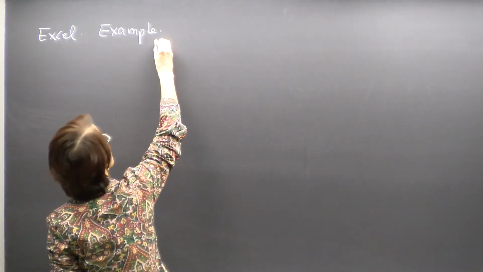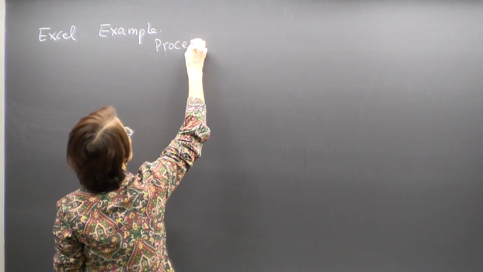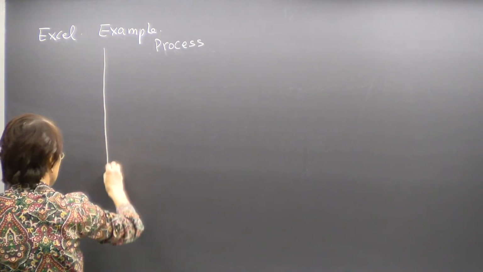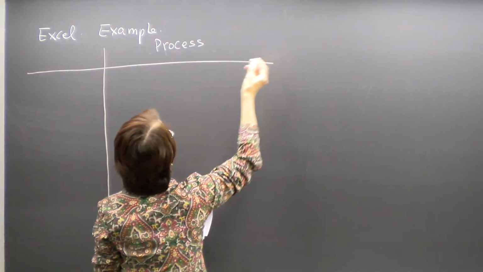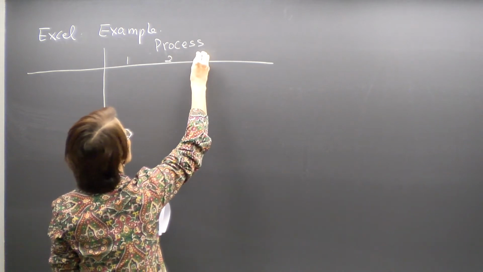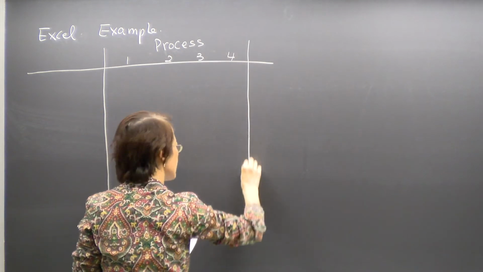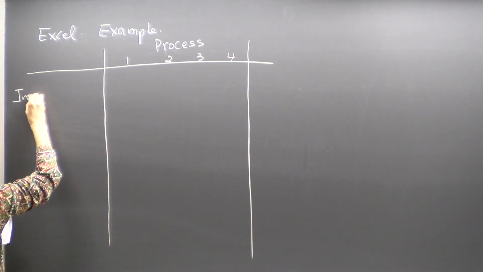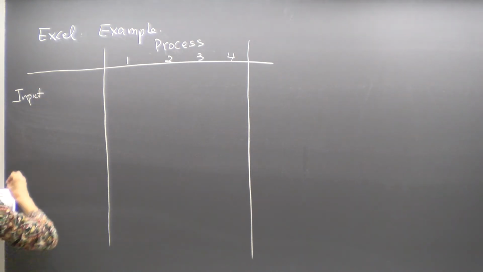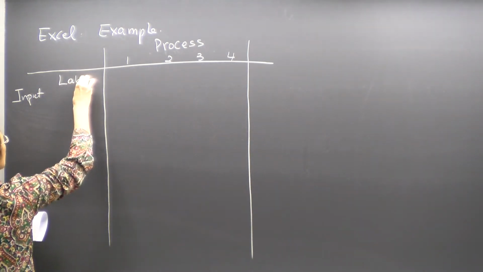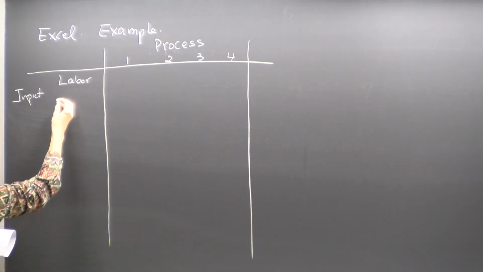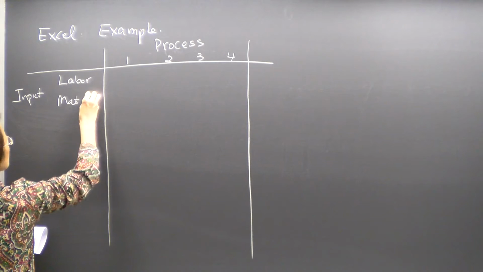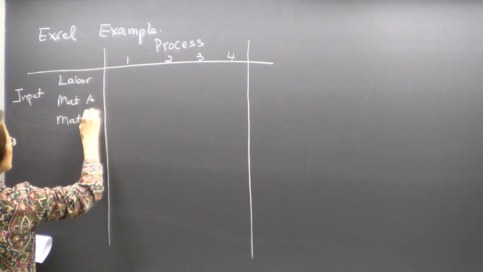Let's put everything in table form. I have 4 processes, so let me list them in the table: process 1, 2, 3, 4. Then what I put in as resource, or input, will be labor, in hours per worker. And then I have 2 types of material, material A and material B.